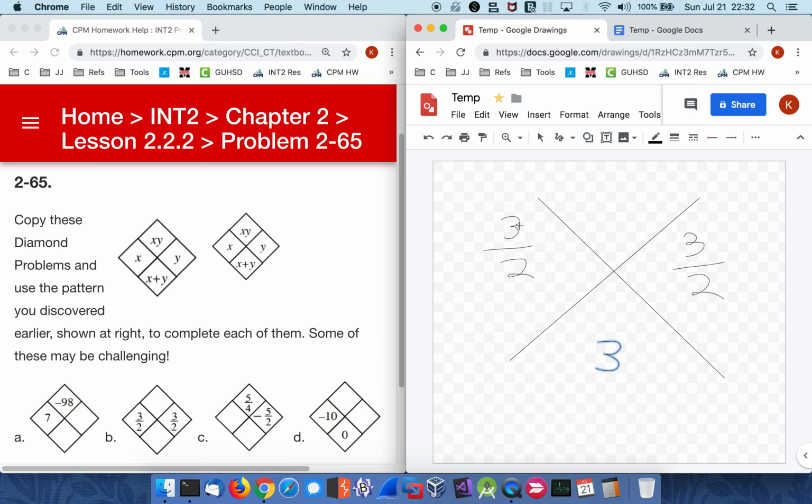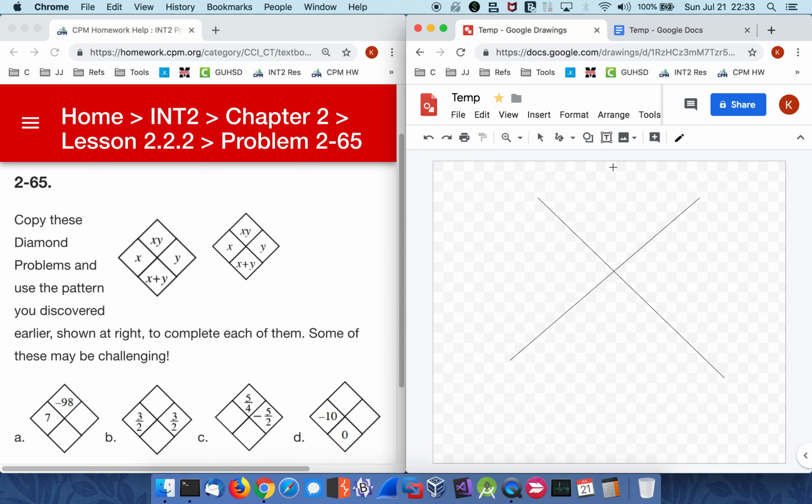And then what's the top? It's going to be 3 times 3, which is 9. And then the bottom is going to be 2 times 2, which is 4. So 9/4. Alright, so that's B right there. Okay, so let's go ahead and do the next one, which is C.